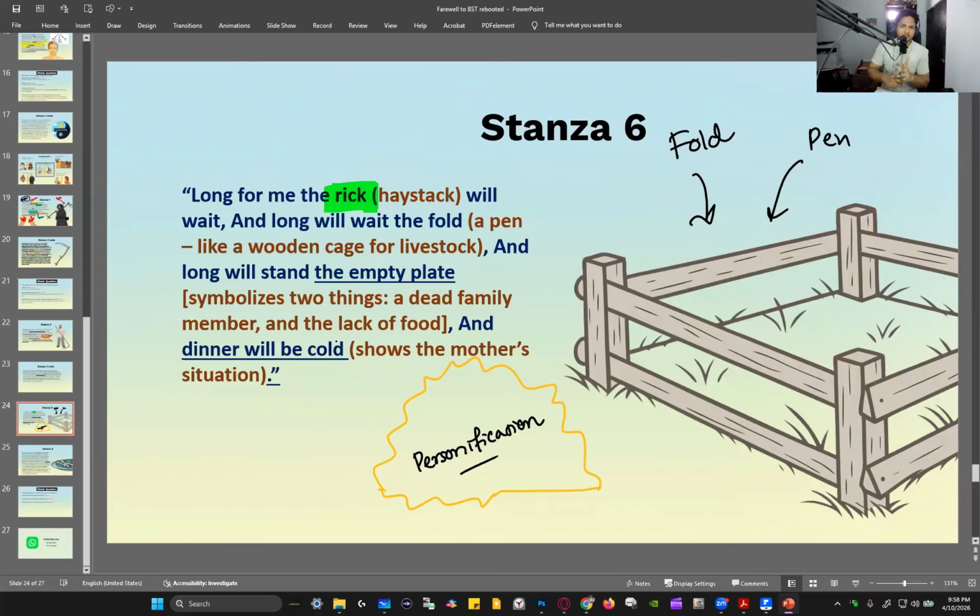And long for me, the rick will wait, and long will wait the fold, and long will stand the empty plate, and dinner will be cold. What does the empty plate symbolize? Prosperity or starvation? What do you guys think?